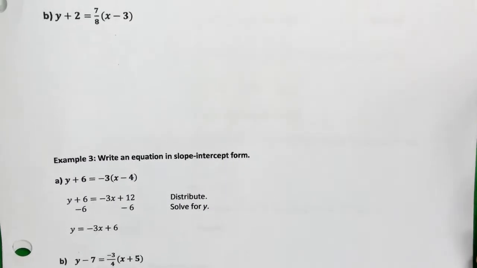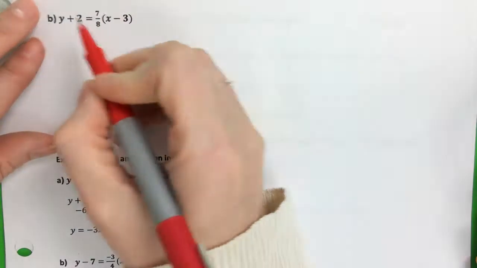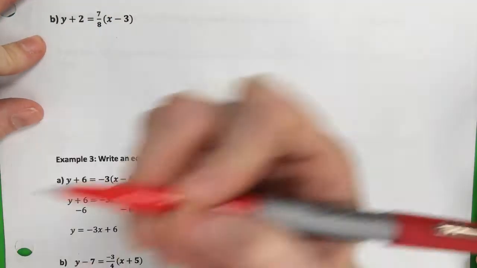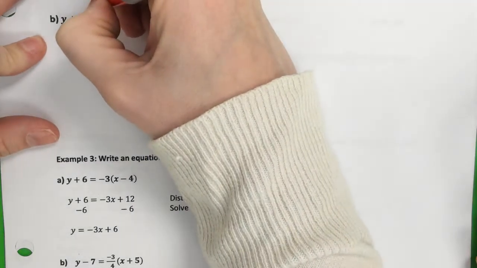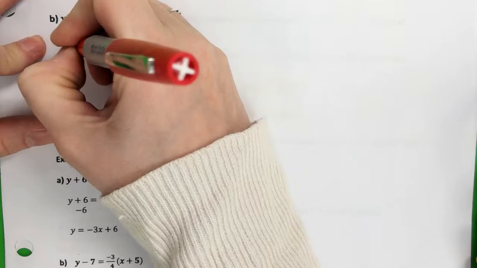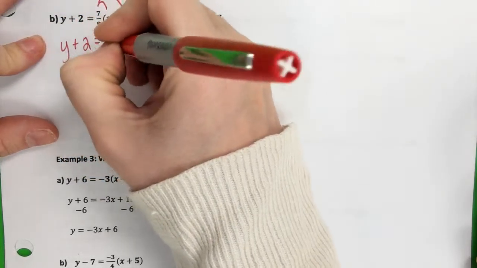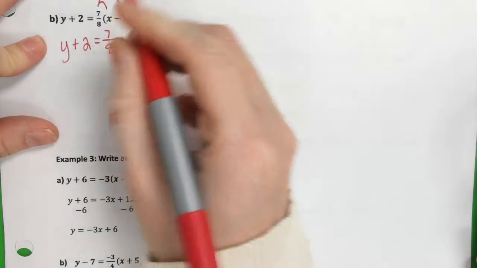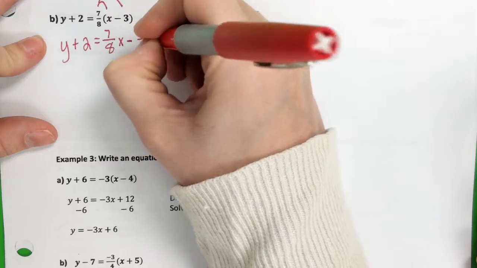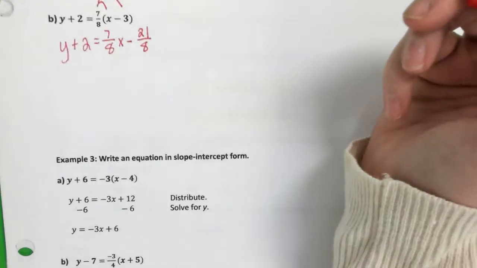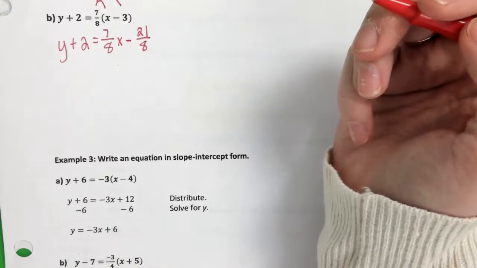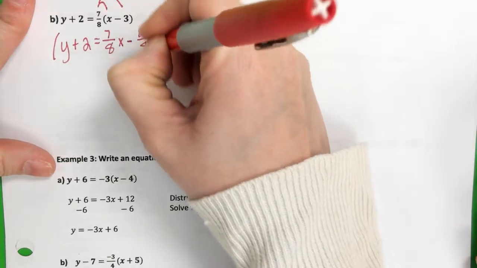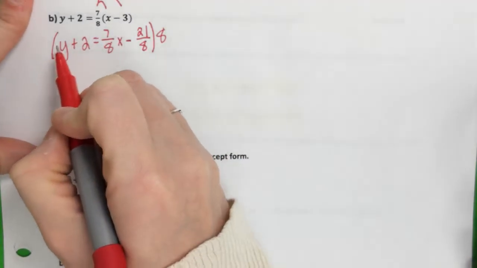On the last page, I'm going to start you on this one, and then I want you to finish it. Do not try to get rid of your fractions until after you distribute. So first, I'm going to have y plus 2 equals 7/8 x minus, we just multiply the numerator, 21/8. Who can tell me how to get rid of the fractions? Multiply by 8. Good. Multiply by the common denominator. Don't forget about the y and the 2.